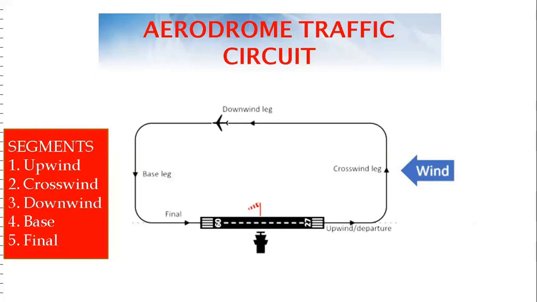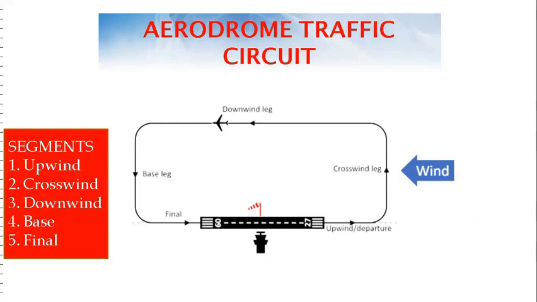In a left-hand circuit, all turns are made to the left only, and in the right-hand circuit, all the turns are made towards right. When the traffic circuit is in a right-hand pattern, this should be specified. A left-hand pattern need not be specified, it's a default one, but it is advisable to specify the circuit pattern. Here we have shown an example of a left-hand aerodrome traffic circuit for runway 09.